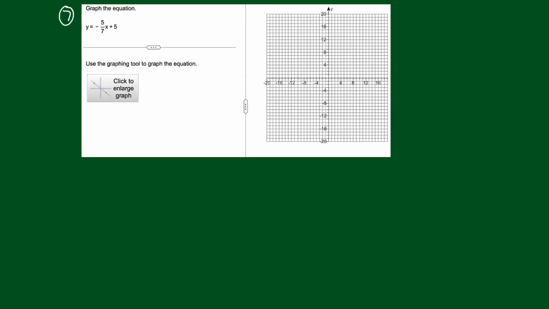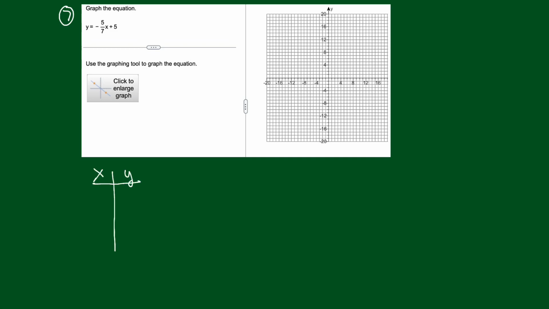Let's see what we can do to graph this equation here. Y equals negative 5/7 x plus 5. I'm going to build a little table. And because I'm going to draw a line, I really need only 2 points, but I'm going to get 3 just as a check. So I'm going to draw a table here, an x value and then the corresponding y value.